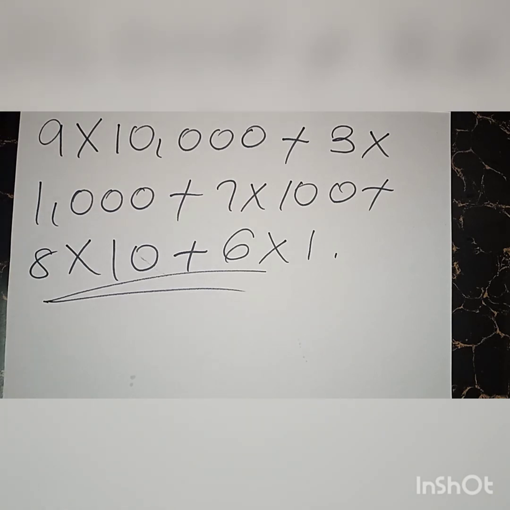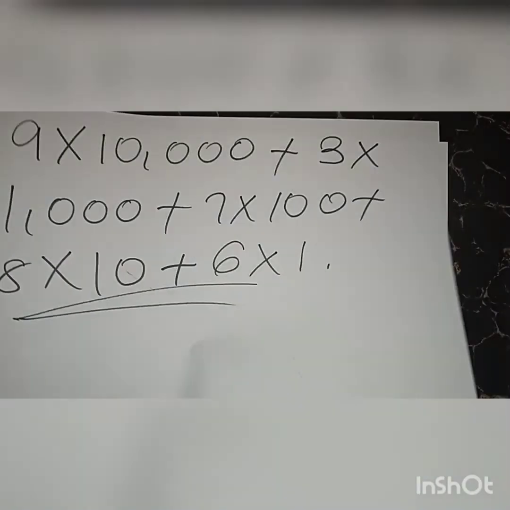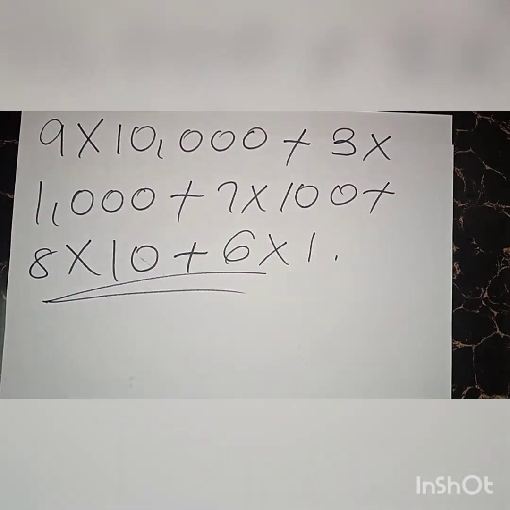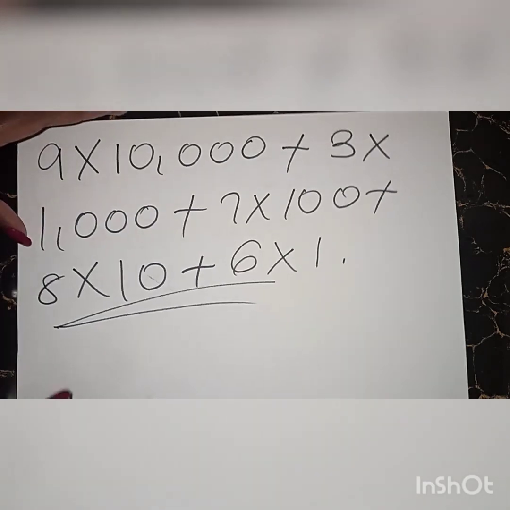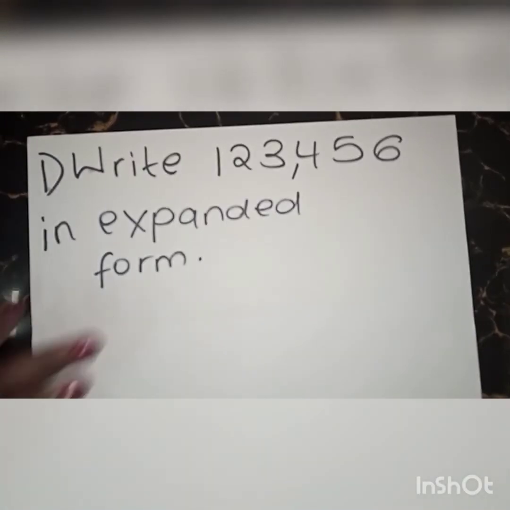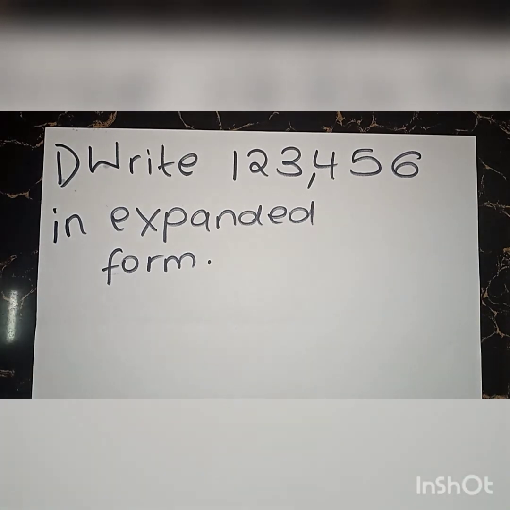As usual, I will leave you with a question for practice. One thing I forgot to say, when you add all this, you're supposed to get the original number. That is how you know you are right. Back to the question that I want to leave you with. Write this number in expanded form. That's a simple question. We'll go through the question in our next lesson.